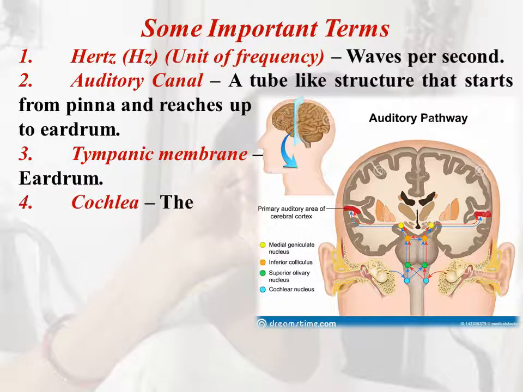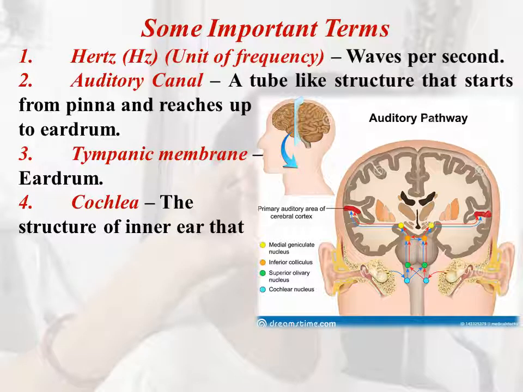This is your eardrum. Then next comes your cochlea. Can you tell me what this cochlea is? The structure of the inner ear that resembles a snail shape. What does it contain? Can you remember? Yes, it contains fluid, basilar membrane, organ of Corti, and thin hair cells. These all make up together the organ of Corti, that is the hearing organ of your ear.